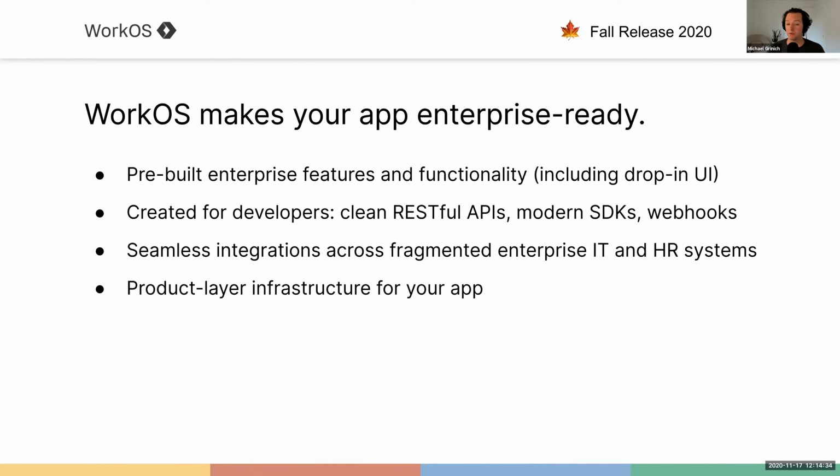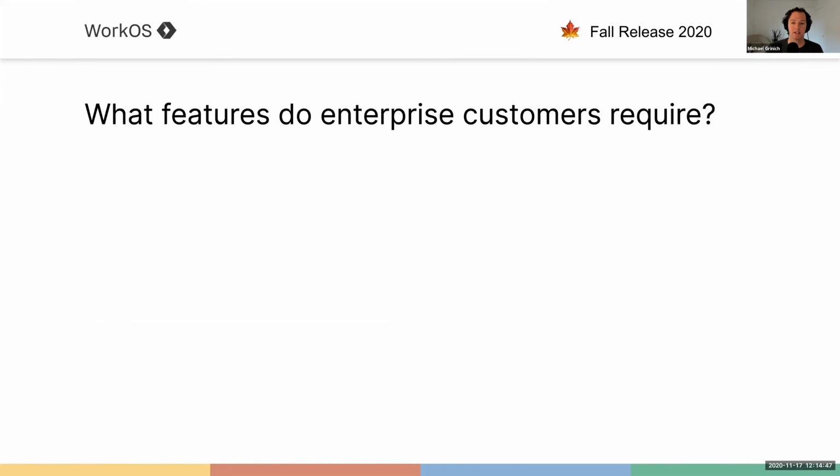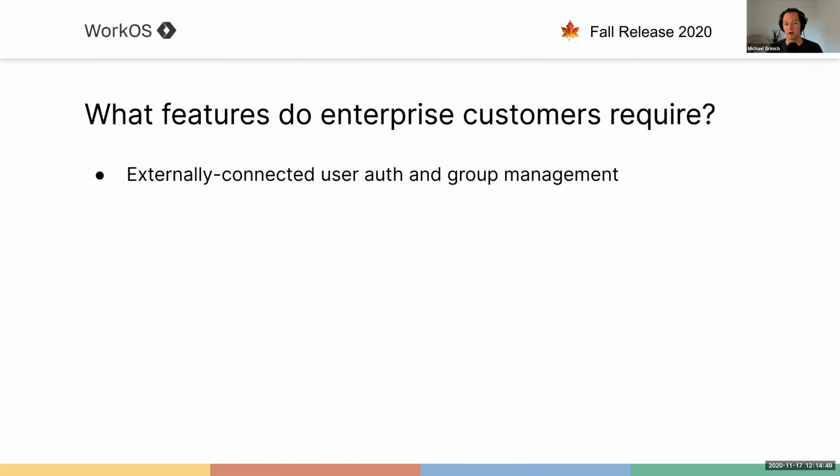So if you use something like Twilio or Plaid for building an app, this will be right in that layer. Oftentimes people call us like Stripe for enterprise features. So that's a great way to situate it. Okay, so what do IT admins actually require? What enterprise features do they require?